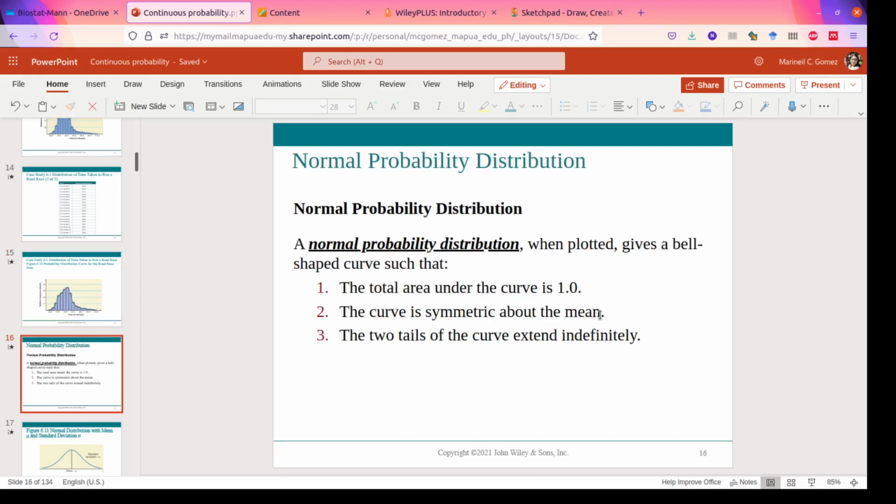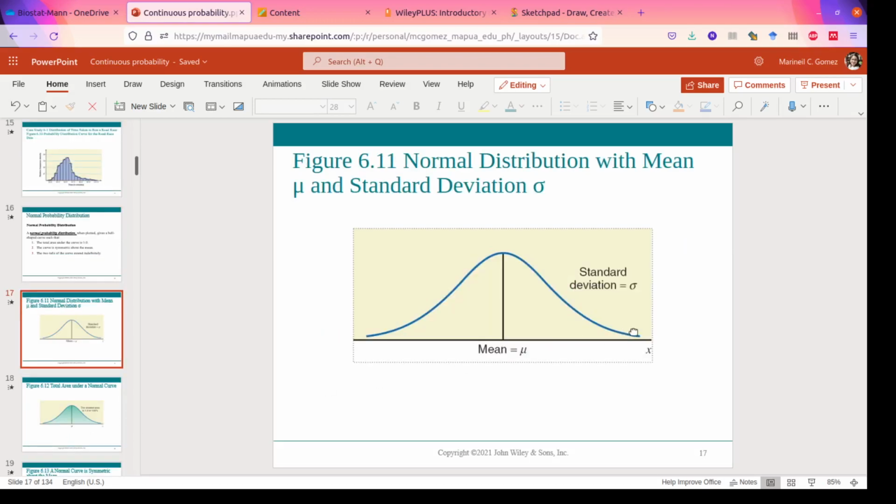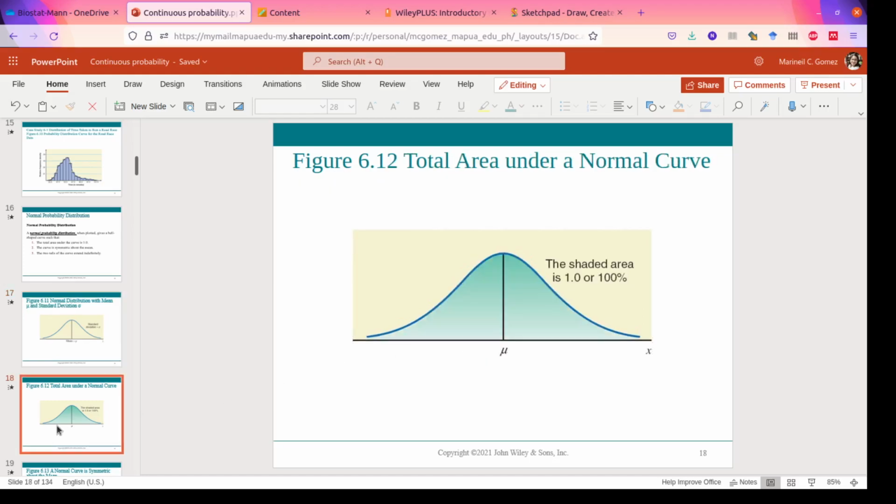So the curve is symmetric, and the axis of symmetry here is actually the mean. The two tails of the curve extend indefinitely, so as we said, it's asymptotic. Okay? So here is a normal distribution with a mean mu. This is the population mean, and the standard deviation is sigma. Remember, standard deviation tells us how spread out the data is. And the shaded region beneath the curve is 100% or 1.0.